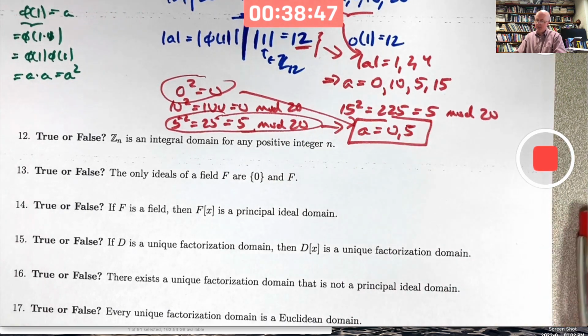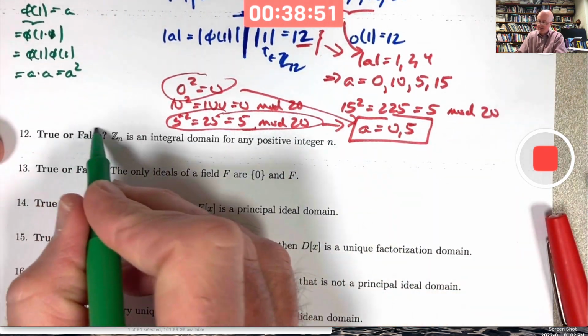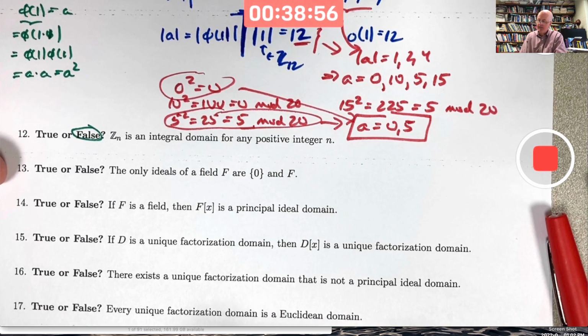Number 12. We've already talked about this. Zn is an integral domain for any positive integer n. That's most definitely false. That's only true when n is a prime number.